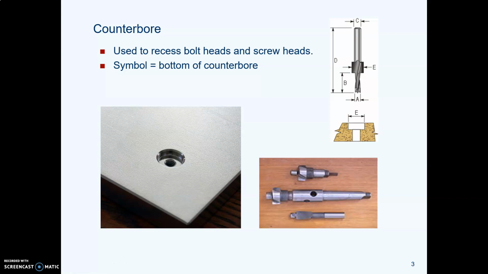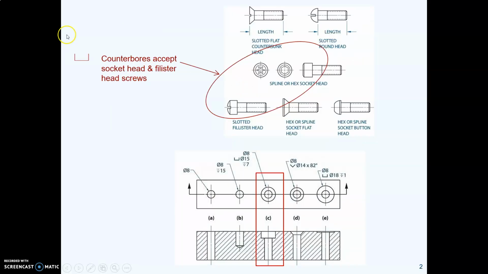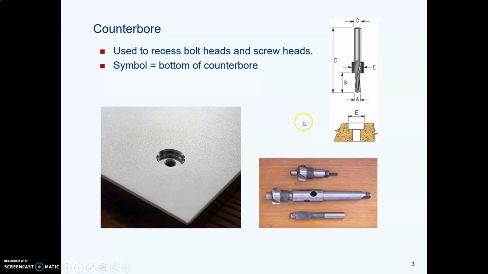The counterbore bit that does the cutting cuts a bigger hole here, whatever diameter you tell them. And notice how, let me back up. This U-shaped thing here is the symbol for a counterbore. Notice how the symbol is actually the shape of that bigger hole there.